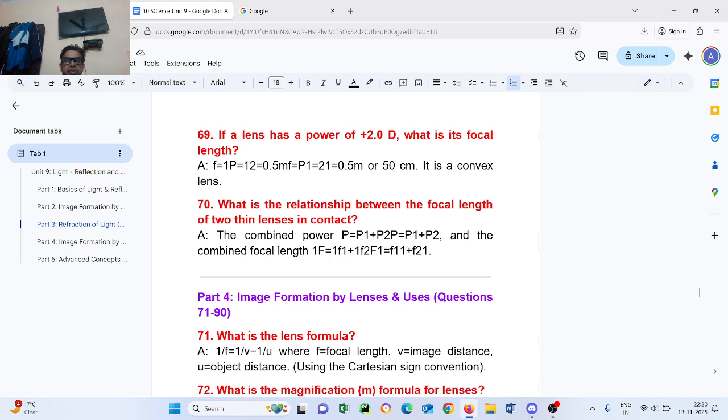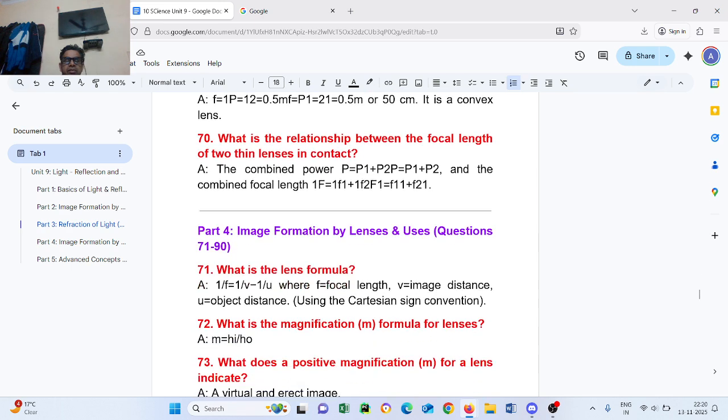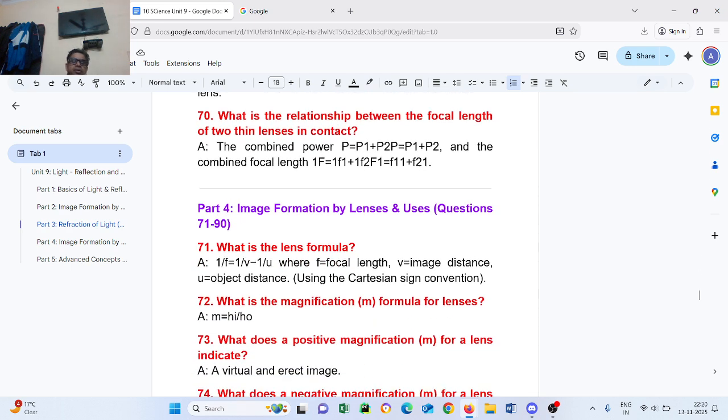Part 4. Image formation by lens and uses. Question. What is the lens formula? 1/f = 1/v − 1/u, where f is the focal length, v is the image distance, and u is the object distance, using the Cartesian sign convention.